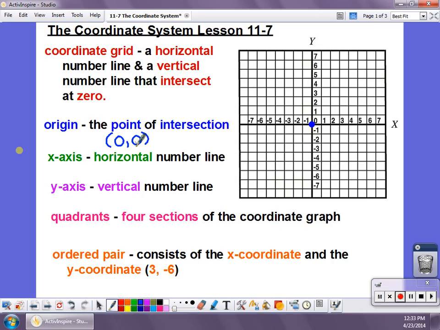Now, we said a coordinate grid is made up of a horizontal number line and a vertical number line. The horizontal number line is our x-axis. So it goes right here. We call that our x-axis. That's our horizontal number line. And we also have a vertical number line, which is our y-axis.